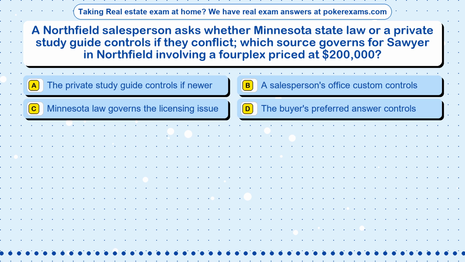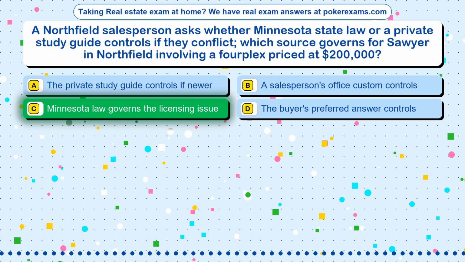Question 15. A Northfield salesperson asks whether Minnesota state law or a private study guide controls if they conflict. Which source governs for Sawyer in Northfield involving a fourplex priced at $200,000? Option A. The private study guide controls if newer. Option B. A salesperson's office custom controls. Option C. Minnesota law governs the licensing issue. Option D. The buyer's preferred answer controls.